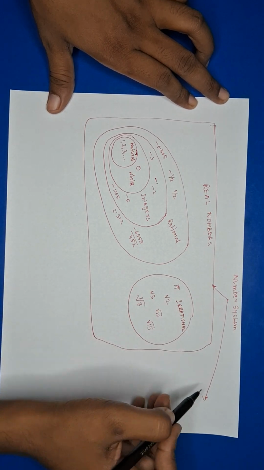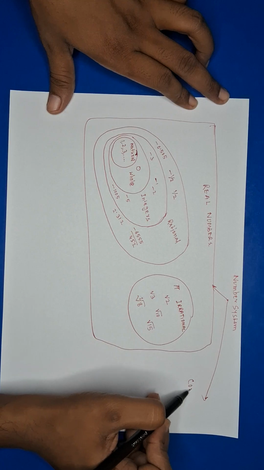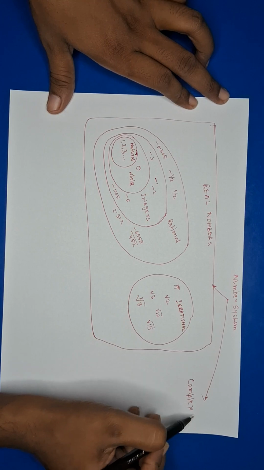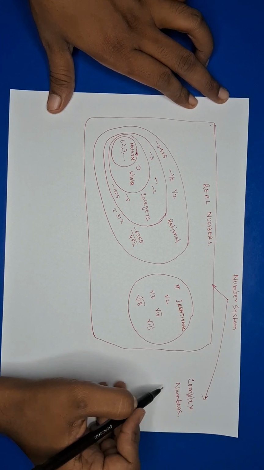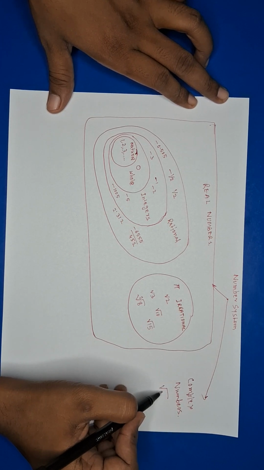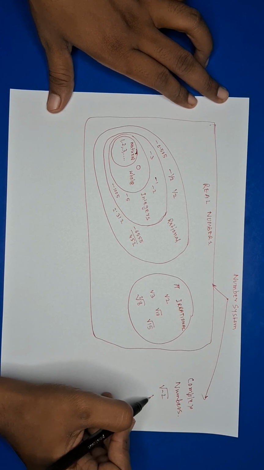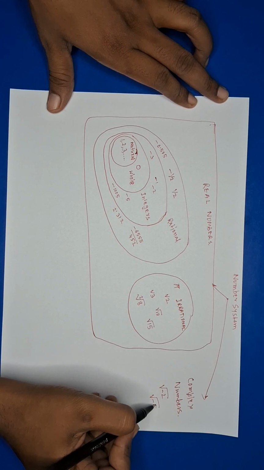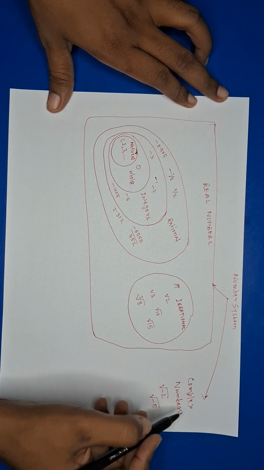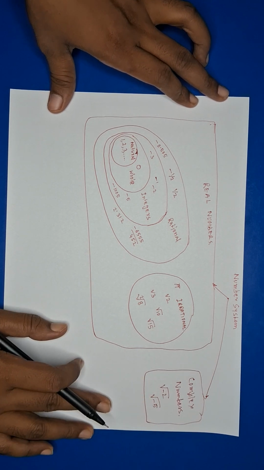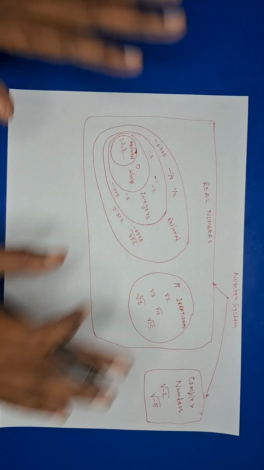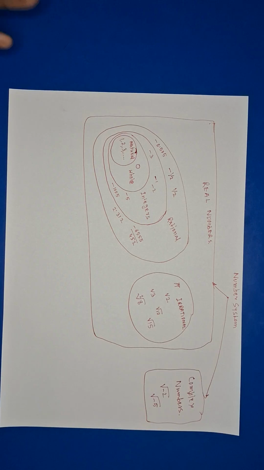Other type of numbers are also there. Those are called complex numbers. What are complex numbers? Like square root of -2, square root of -5. These are called complex numbers. You don't need to know all these things now. These are for higher classes. So these are about number systems.